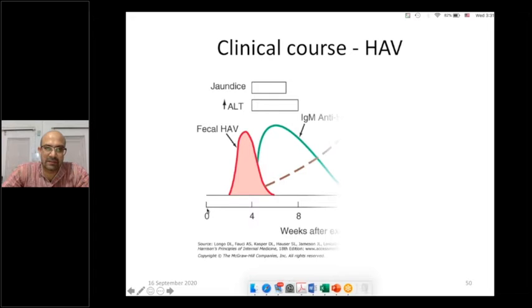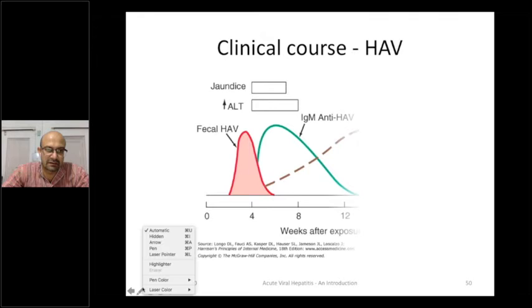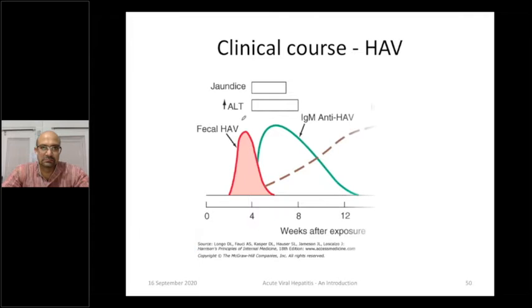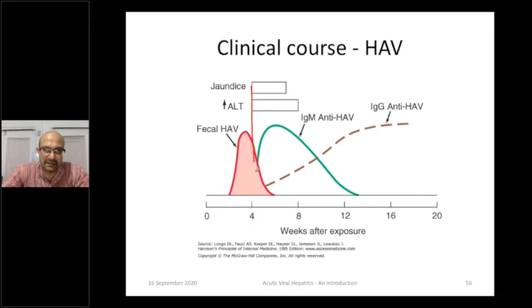Within about 2 weeks of infection, the person starts shedding the virus in the feces, and you have fecal hepatitis A virus antigen positive. This is even before the phase of jaundice has set in. The jaundice and the rise in ALT happen practically at about 4 weeks, but the fecal HAV shedding starts even before that time.